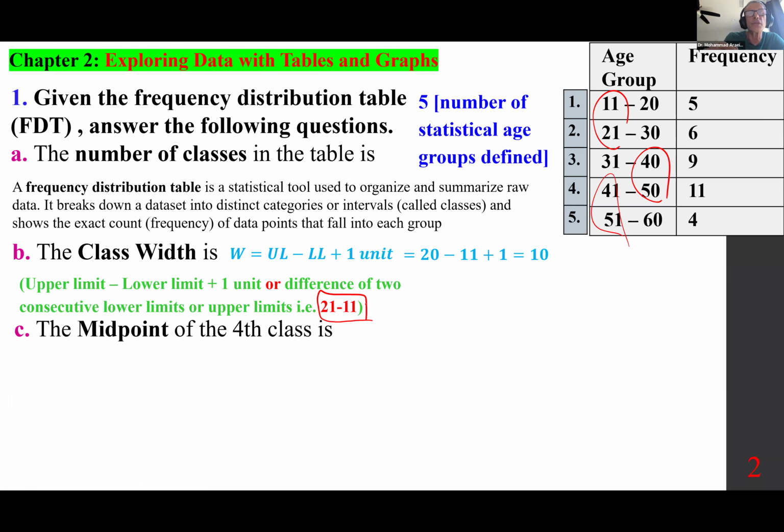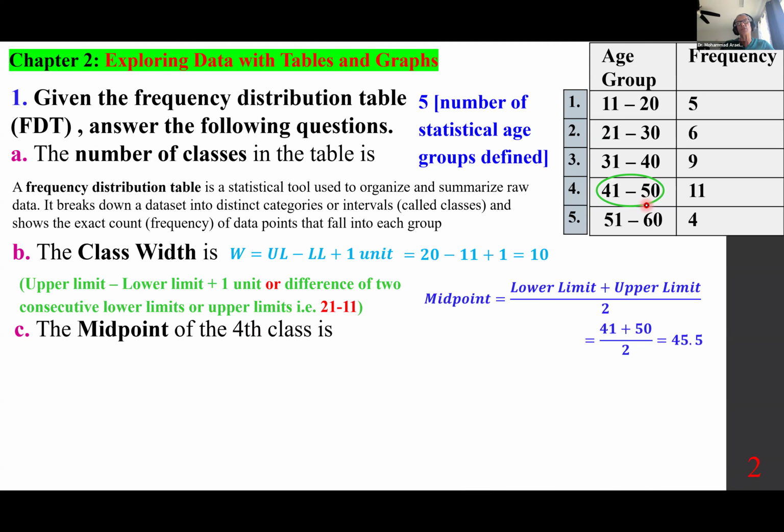The midpoint of the fourth class. Let me erase my work. So basically, you add up the limits. Again, lower, upper. Add up, divide by 2. For the fourth class, here's the fourth class. You want to add these two numbers, divide by 2. The lower limit is 41. The upper limit is 50. They add up to 91, divided by 2 is 45.5.